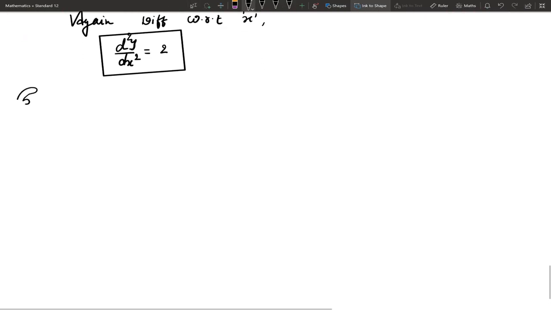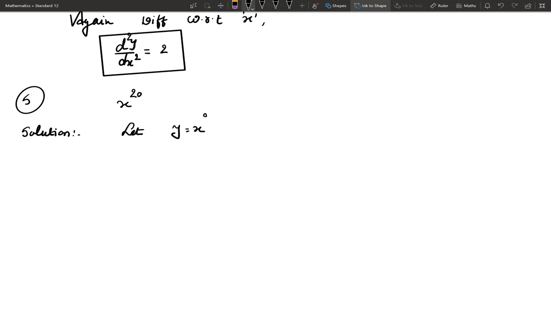Next example, x raised to 20, obtain second order derivative. Solution. Let y equal to x raised to 20. So we have to obtain d2y by dx2, and this is nothing but d by dx of dy by dx.